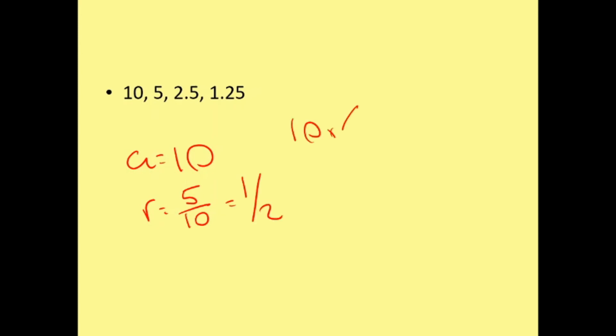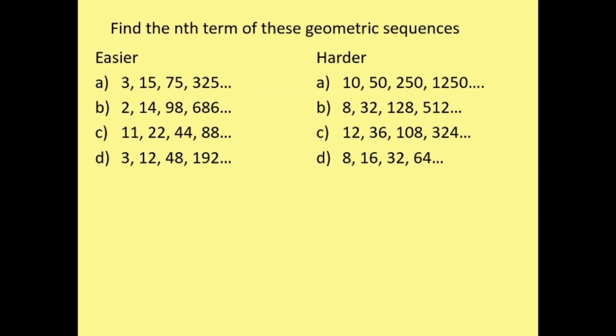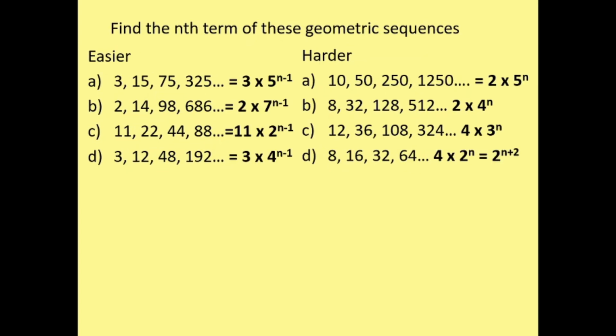Okay. Next one, my first term is 10, and my ratio, I can look at it, but let's do it properly, is going to be 5 divided by 10, which is a half. This can be 10 times, and I would put the half in brackets, n minus 1. So it's always the first term times your ratio, brackets n minus 1. Okay, here's some questions, work them out, please. I'm going to show you the answers in a minute. Here you go.